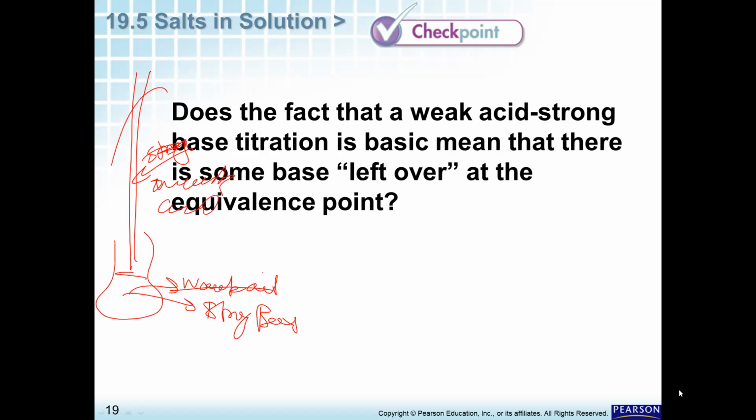We finish and we reach the equivalence point. We stop. We measure the pH and we found it to be basic. Okay, this is a basic pH after that. Now, is this being basic because some of the strong base is left over? Then what is the reason?